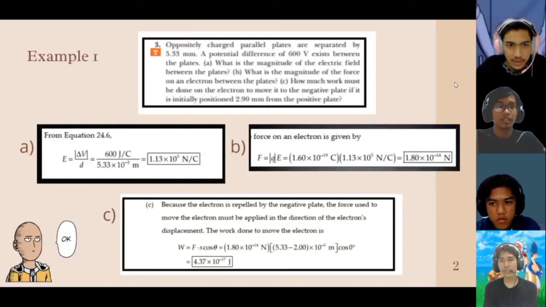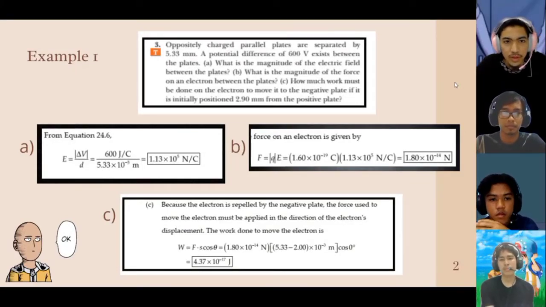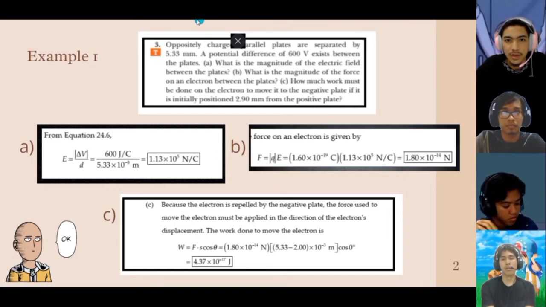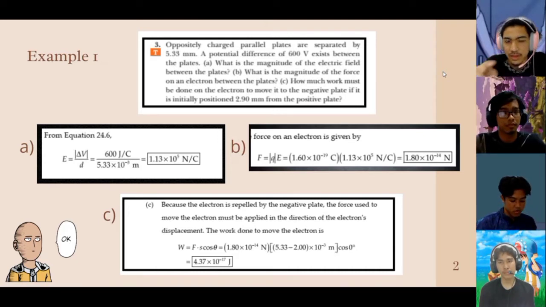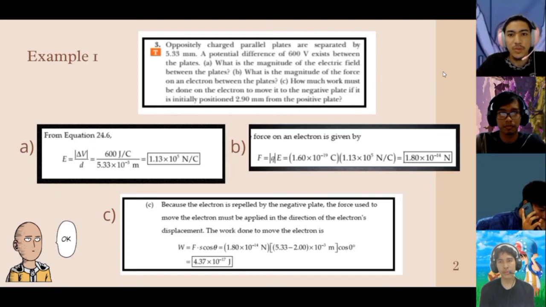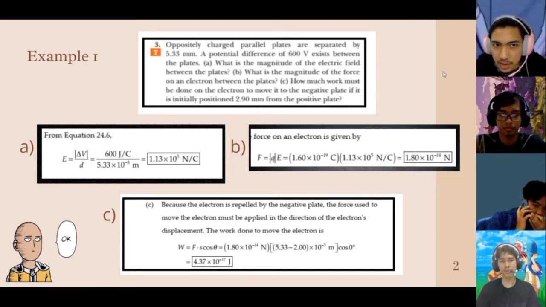For the first question, example 1, oppositely charged parallel plates are separated by 5.33 millimeter. That is our D, the distance between the two plates given. Next, a potential difference of 600 volts exists between the plates. So that is our delta V, the potential difference that's given.